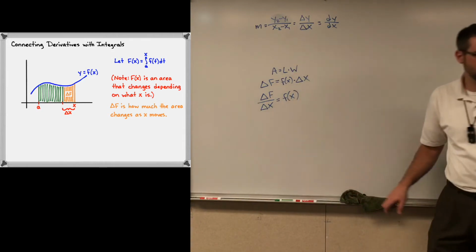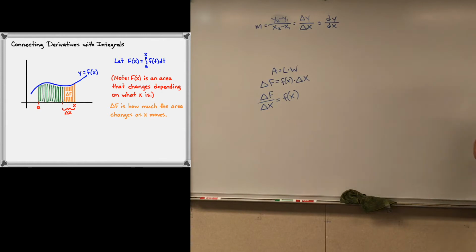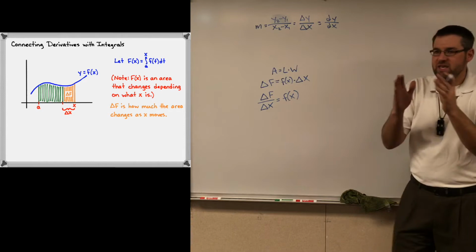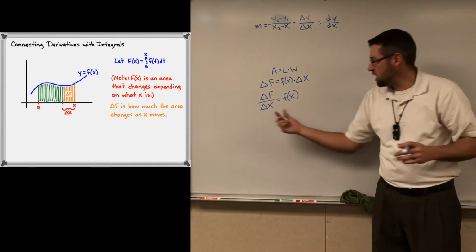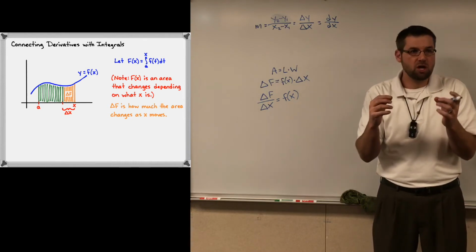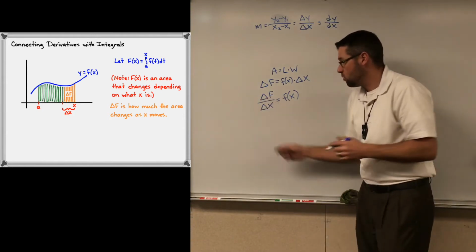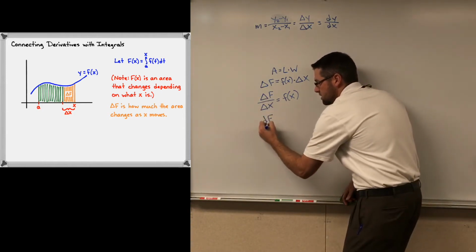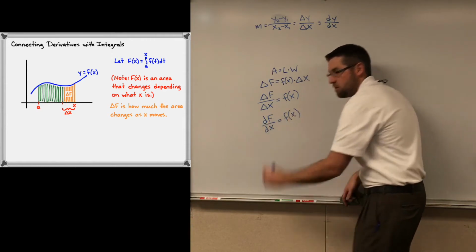I want you to stare at that for 10 seconds. The change in area divided by the change in distance. Wait, how does it equal? Remember, this big delta means we're changing the area by a big amount, right? And we're changing the width by a big amount. But when we're talking about moving x over just a little bit, what do we say? We maybe rewrite it like this: dF dx. Are you guys okay with that?